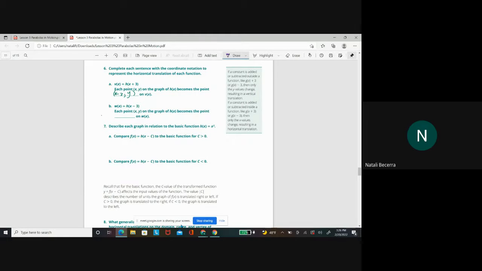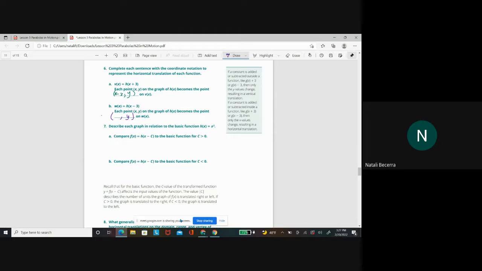For the next one, w of x equals h of x minus 3. Each point x, y on the graph of h of x becomes a point. Remember, the y doesn't change. For a horizontal transformation, the y doesn't change, only the x, right? Because you're moving left to right. That's what horizontal is, right? And left to right is all about the x-axis. So if that helps you remember, think about it like that.